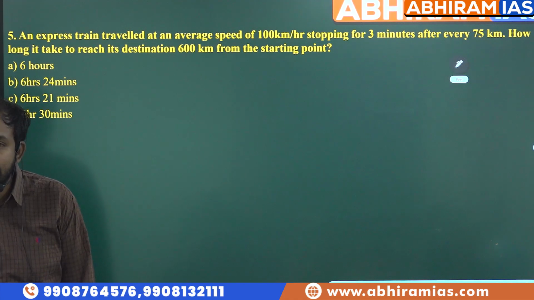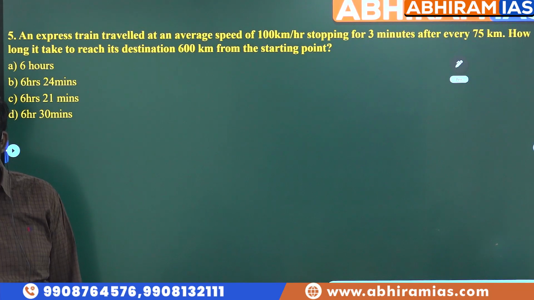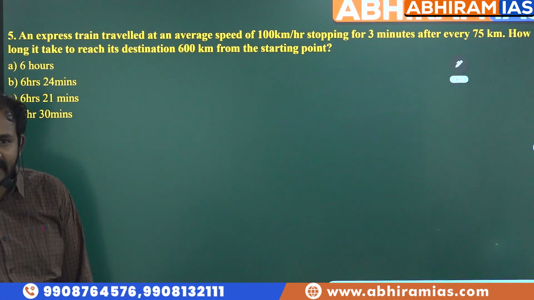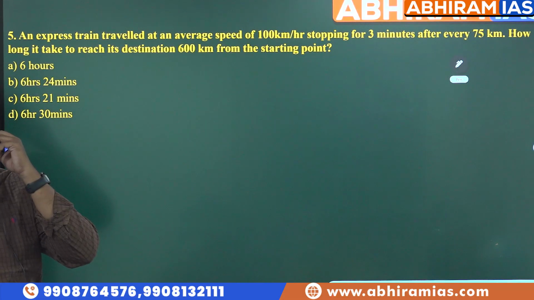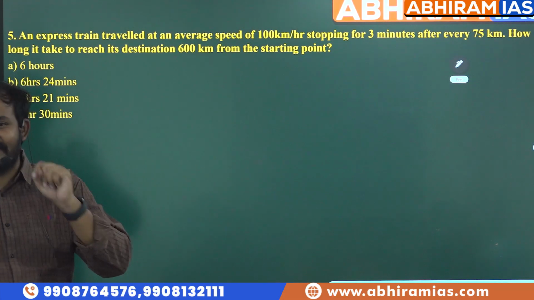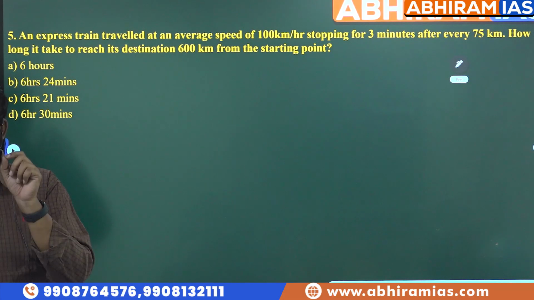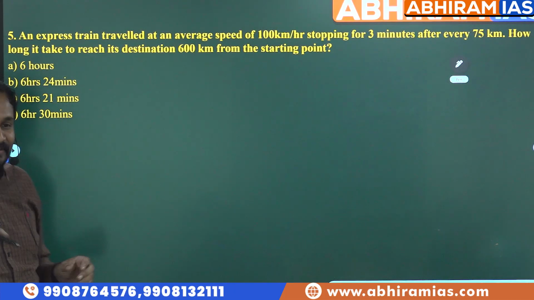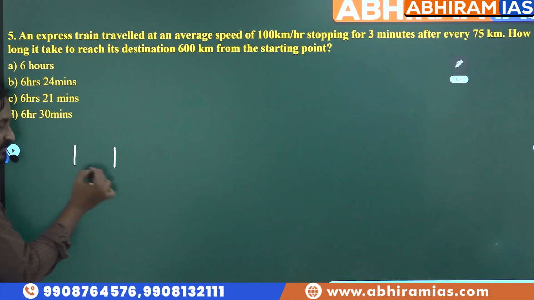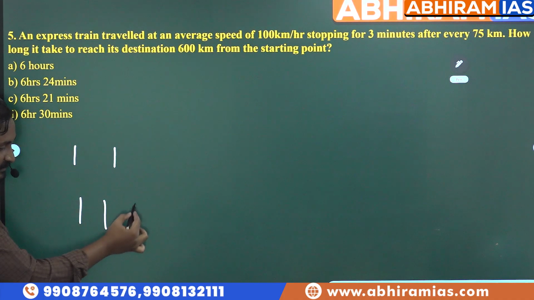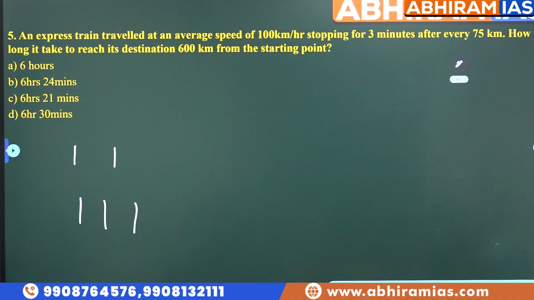600/75, how many will it be? 8 stops? Is that all? 600/75 is exactly 8, so will there be 8 stops? Here the problem arises. Please be careful. We will have only 7 stops. I will tell you why. See, between 2 poles, how many gaps we will have? 1 gap. Between 3 poles, 2 gaps. Right? This is a concept.